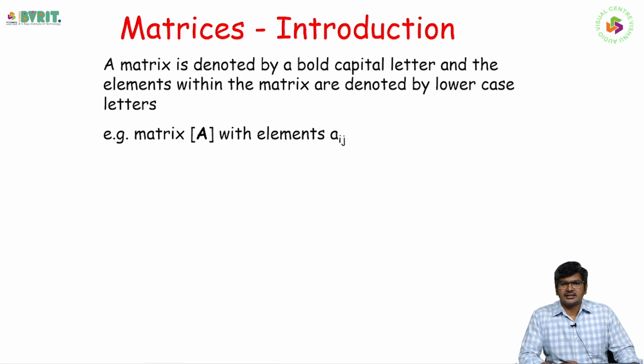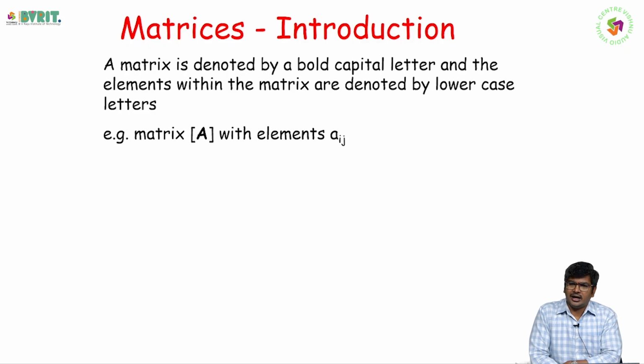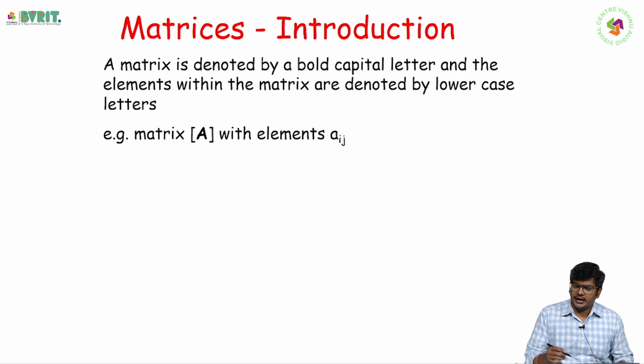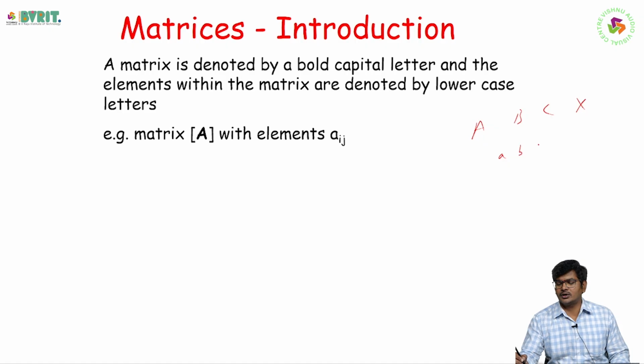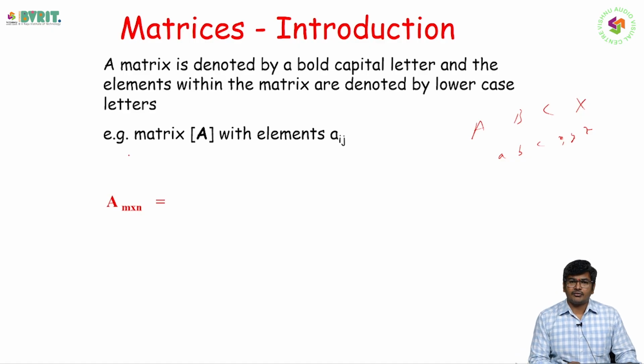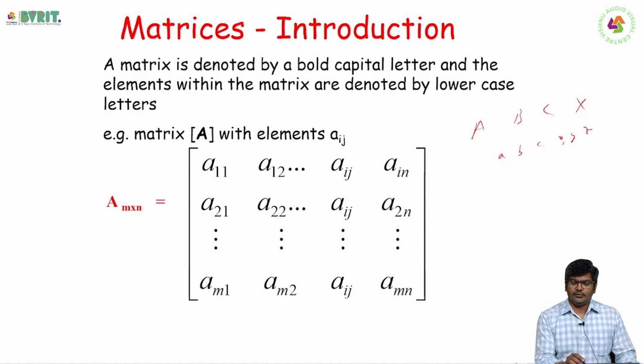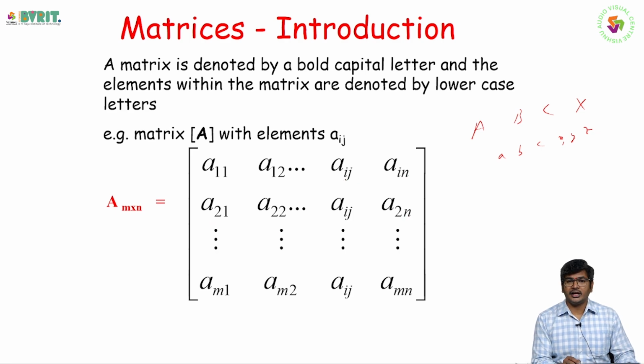Next, matrices are denoted by bold letters and the elements are denoted by lower case letters. For example, matrices are denoted by capital A, capital B, capital C, capital X. The elements are denoted by small a, small b, small c, small x, small y, small z. Therefore, the general form of the matrix is a11, a12, a1n and a21, a22, a2n and so on, am1, am2, amn.